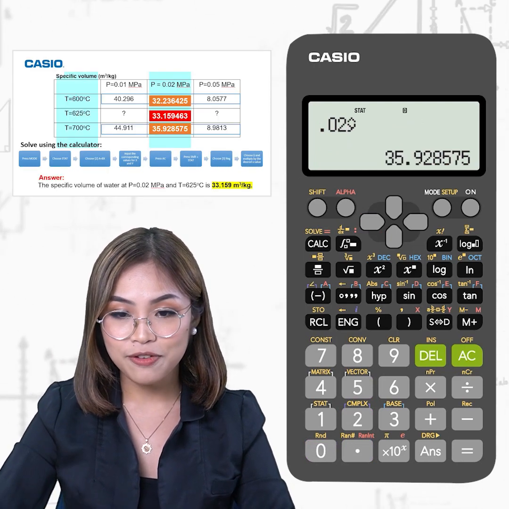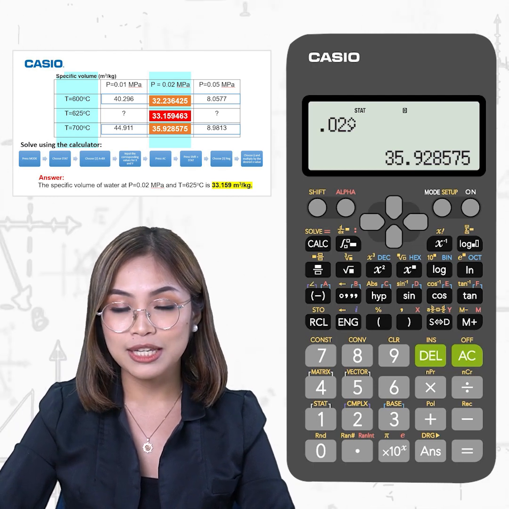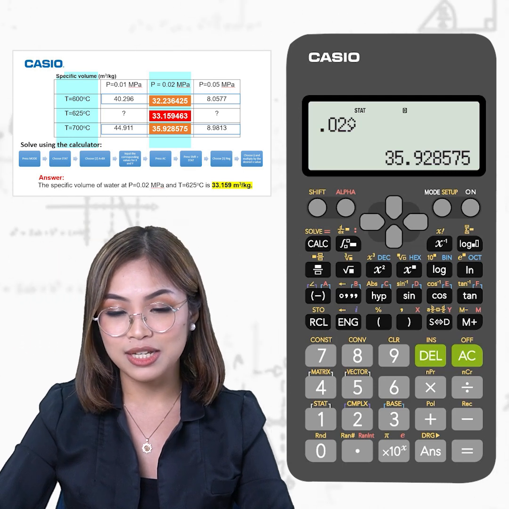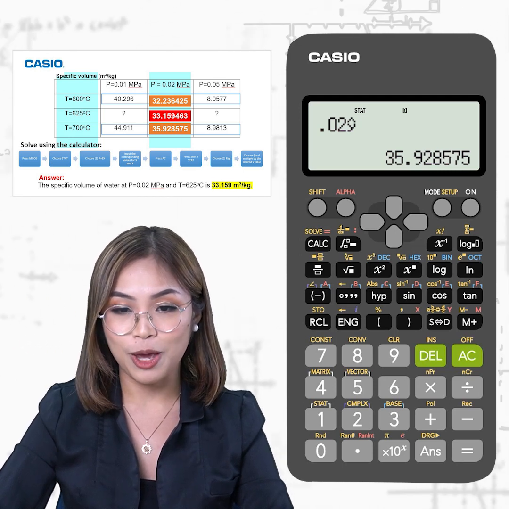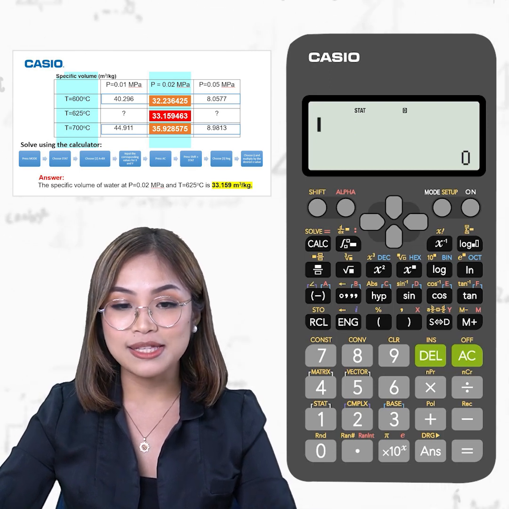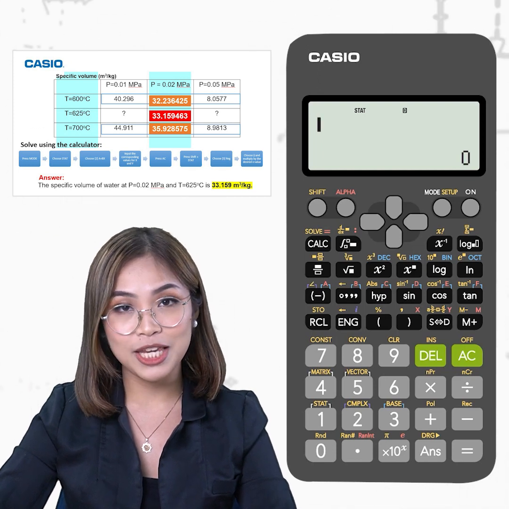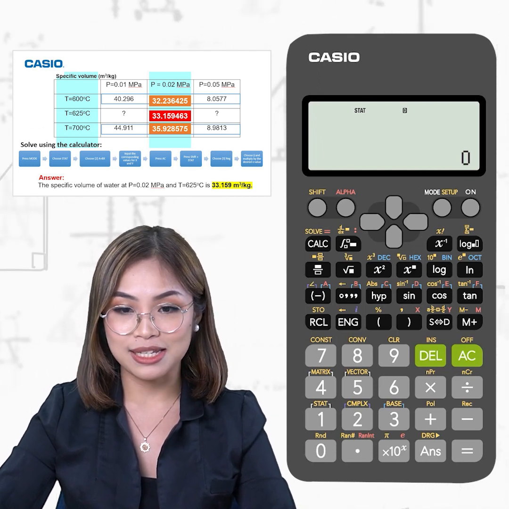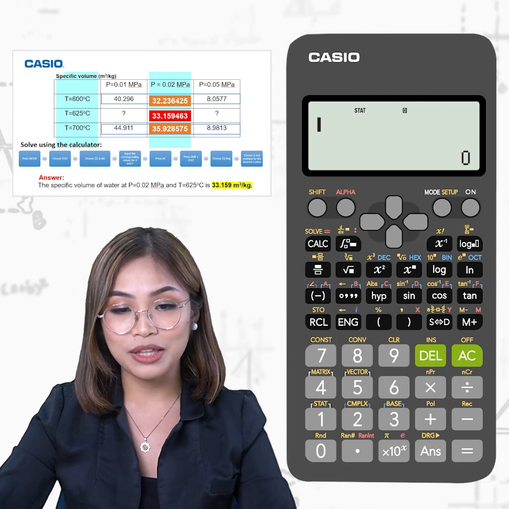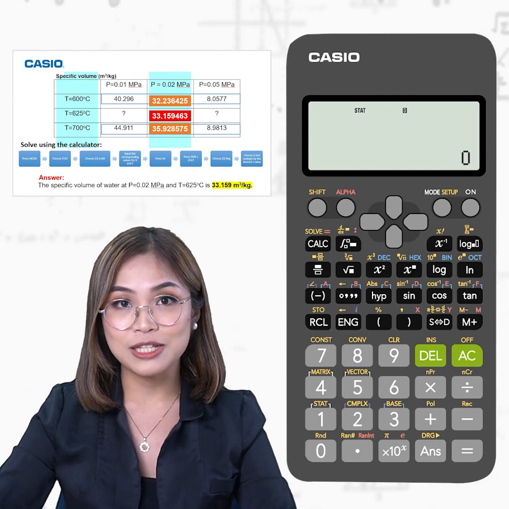We will get 35.928575 cubic meters per kilogram as our specific volume for T equals 700 degrees Celsius and P equals 0.02 MPa. Now that we have our specific volume for T equals 600 degrees Celsius and T equals 700 degrees Celsius at P equals 0.02 megapascals, we can now get the specific volume at T equals 625 degrees Celsius by interpolating between our temperature and specific volume.